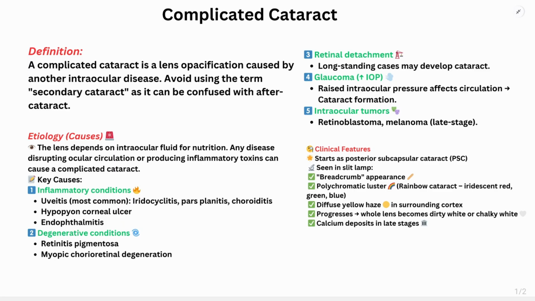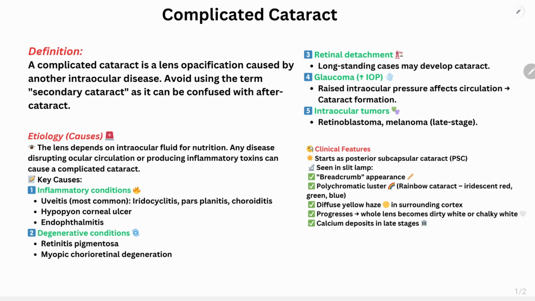Today in this video we are going to discuss an important topic, that is complicated cataract. Okay, so what is the definition? The complicated cataract is a lens opacity which is caused by another intraocular disease. So there are underlying diseases that are causing this complicated cataract. And here we should avoid using the term secondary cataract because it gives confusion with the other cataracts.